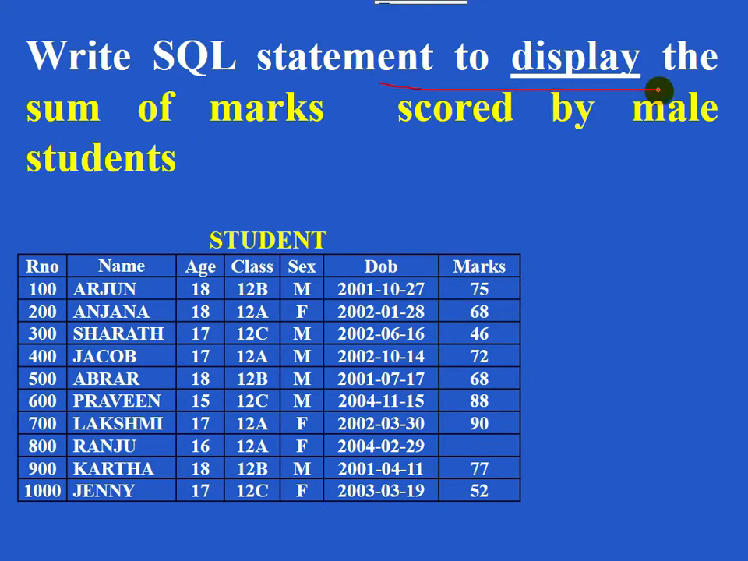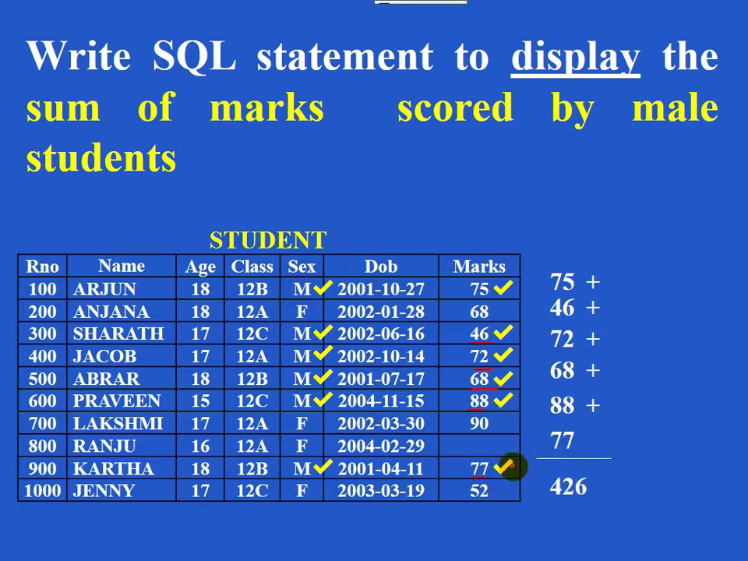Write SQL statement to display the sum of marks scored by male students. So we want to find the sum of marks scored by male students, which means 75 plus 46 plus 72 plus 68 plus 88 plus 77, that is equal to 426. So the answer should be displayed like this: sum of marks is equal to 426.